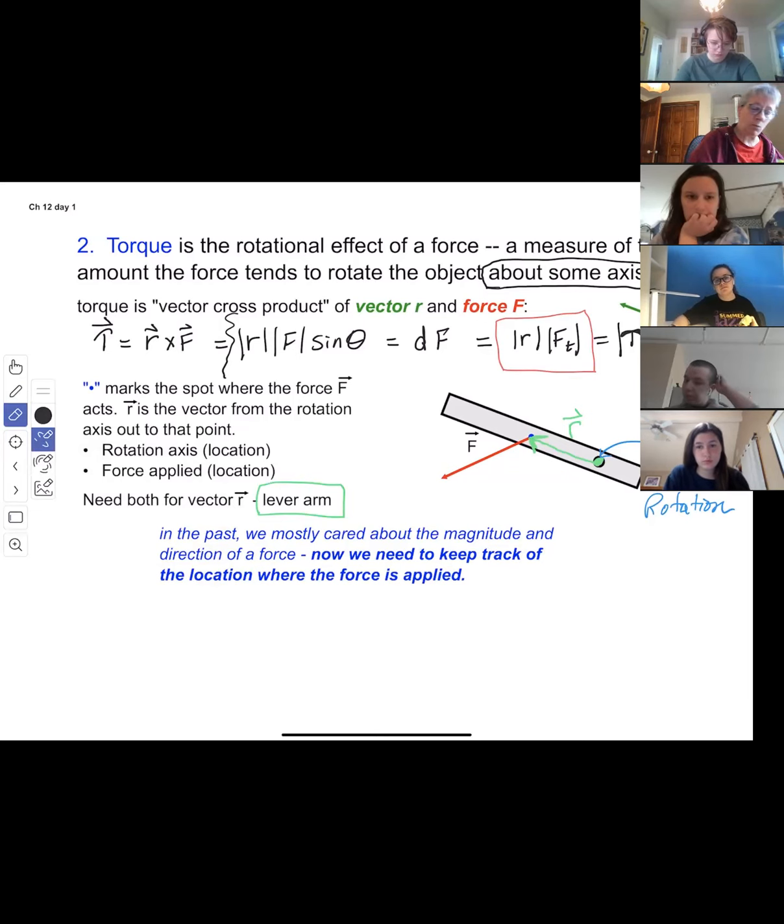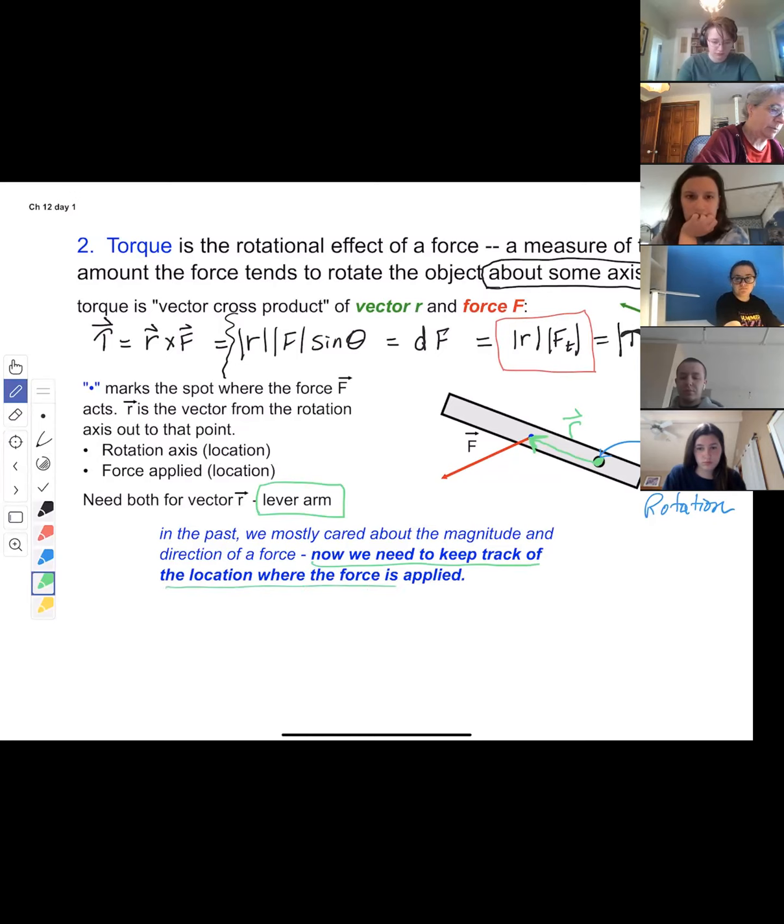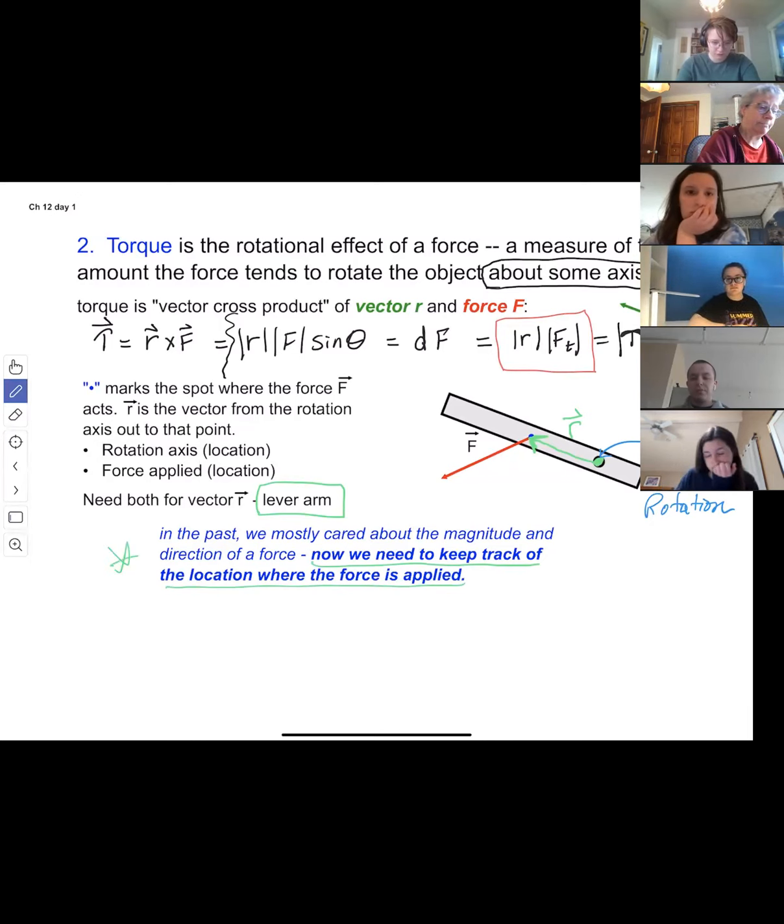You know, even when we did work as a dot product, we mostly just cared about the magnitude and the direction of the force and the displacement, say, for work. But here, now we have to keep track of the location where the force is applied, because that's going to be critical to us being able to draw the right vectors, okay? So I can't emphasize this enough. This is a new thing that you haven't had to do in the past, okay?